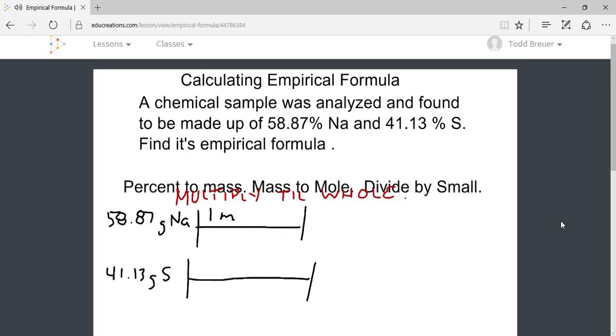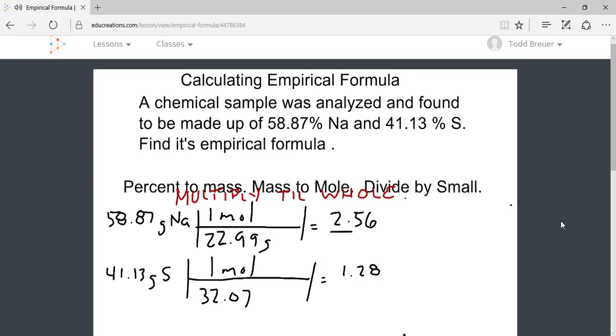1 mole of sodium atoms would have a mass of 22.99 grams, and 1 mole of sulfur atoms a mass of 32.07 grams. We now have two mole amounts, 2.56 moles of sodium, 1.28 moles of sulfur. The mass is converted to moles simply by dividing by the molar mass of each element. The next part of the rhyme, divide by small, means to divide by the smallest of the two mole amounts.